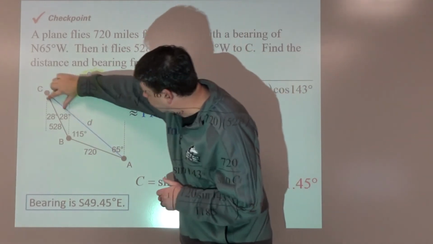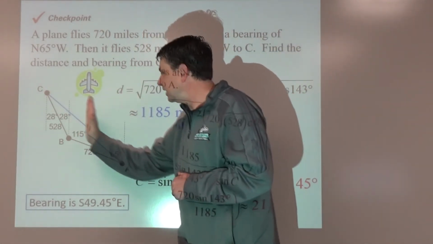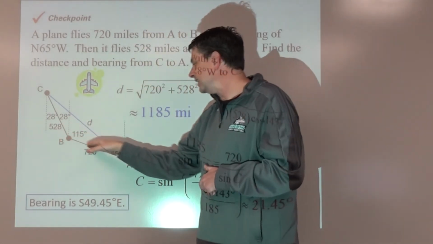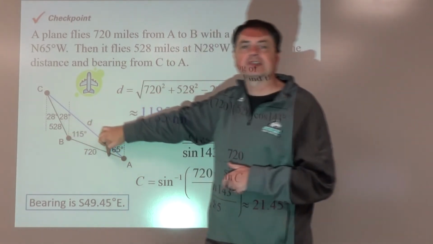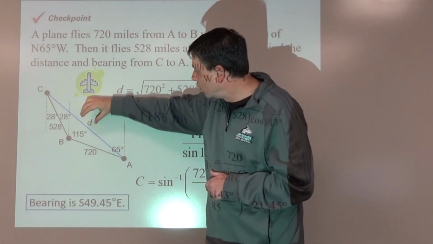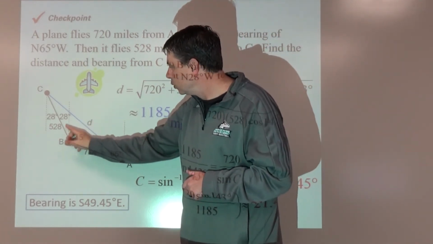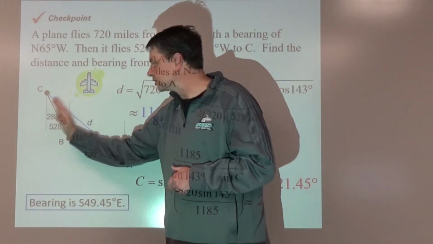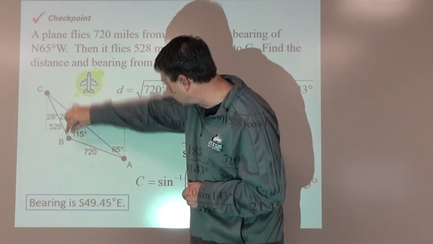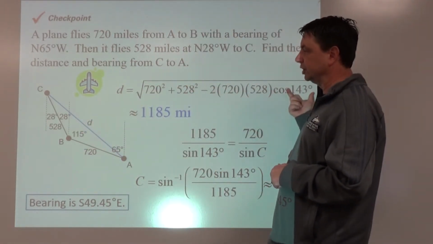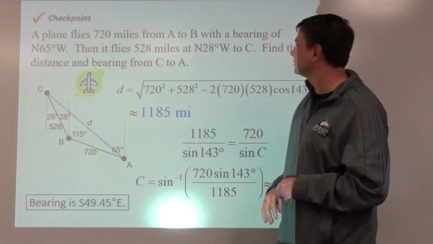Now, some of the important things for us to be able to find out as we create our triangle is this angle here. Since this is 65 degrees, and we've got a north line here and a north line here, and a transversal, same side interior angles are supplementary. So 180 minus 65 gives us the 115, which is right here. We also need this angle. We already knew that was 28 degrees. So if we add those two together, we're getting the 143 degrees.